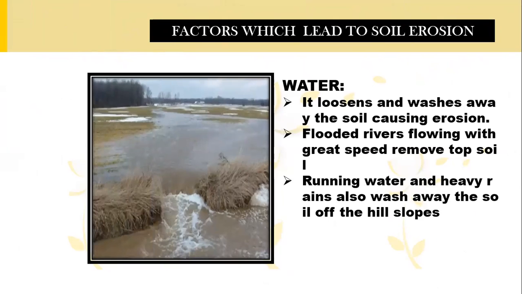So factor number 1 is water. What does water do? If there are floods or a stream is flowing, what is water's function in this matter? It loosens and washes away the soil, causing erosion. Flooded rivers flowing with great speed remove topsoil.